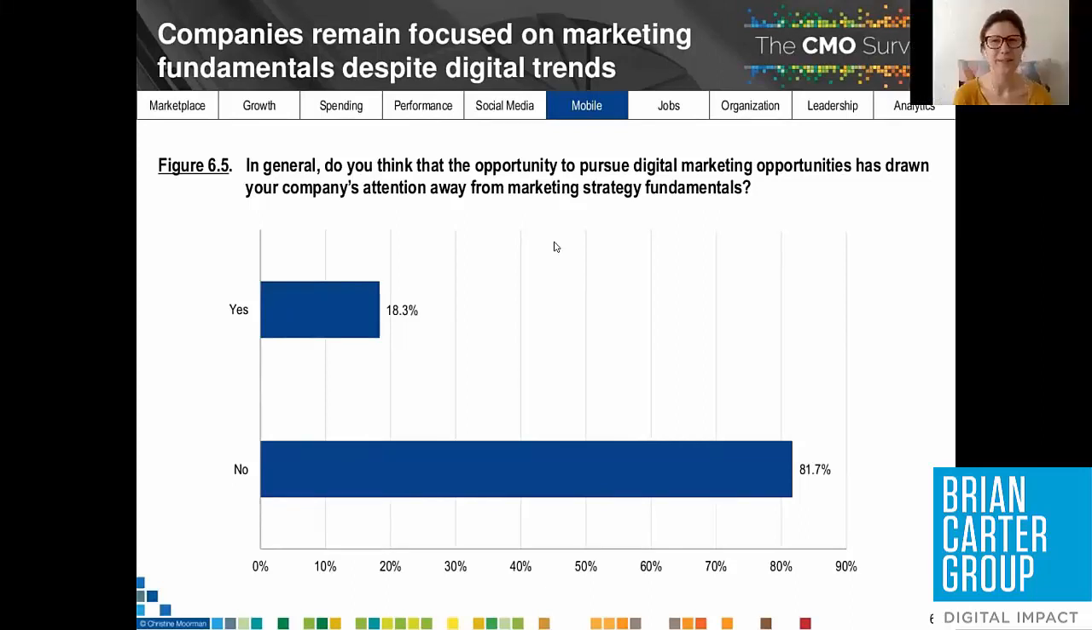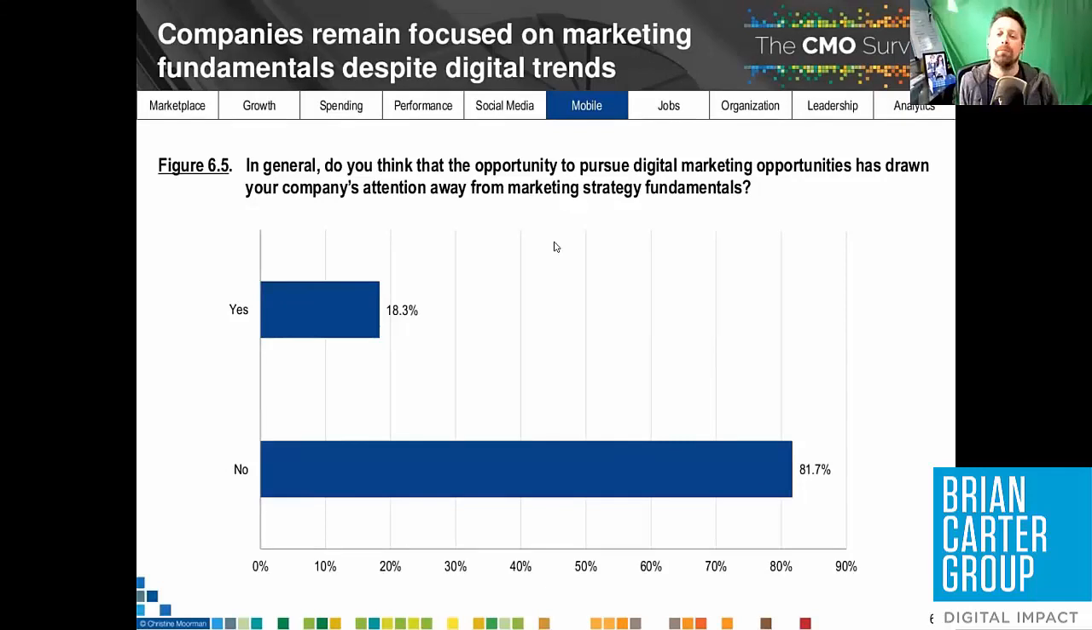I'm a little confused. Number one, the assumption is that digital marketing is not a fundamental marketing strategy, or that you can't do digital marketing with marketing strategy fundamentals, which is, I'm just going to say, complete and total bullshit. I actually say the word bullshit here because this is ridiculous. It makes it seem like digital marketing is a distraction.